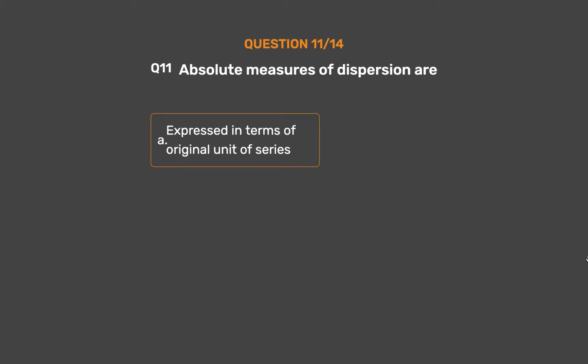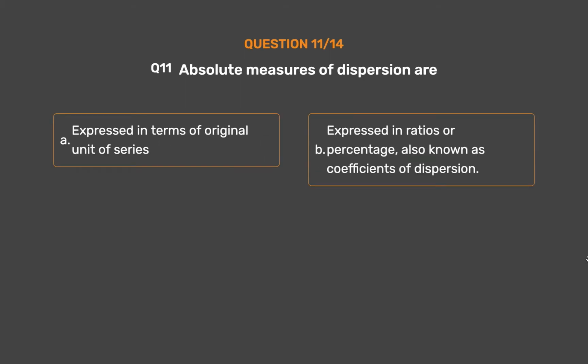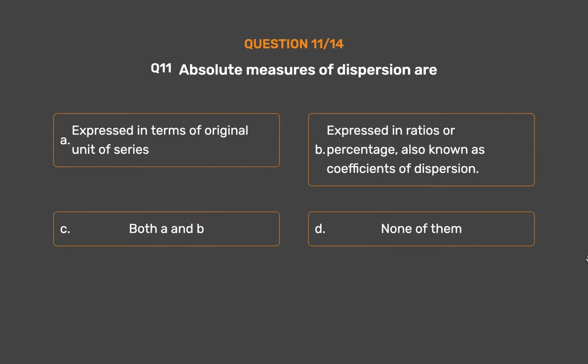Option A. Expressed in terms of original unit of series. Option B. Expressed in ratios or percentage, also known as coefficients of dispersion. Option C. Both A and B. Option D. None of them. The correct answer is option A.